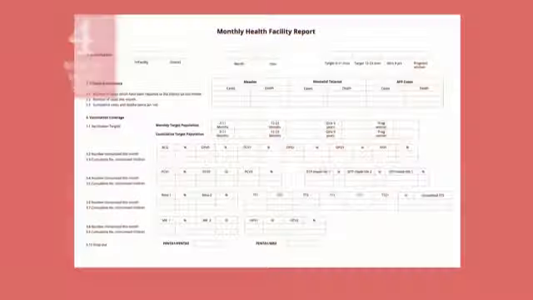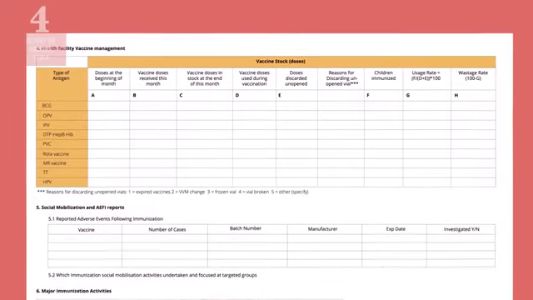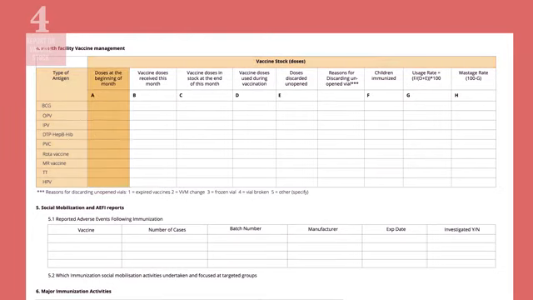You should have stock records for each type of vaccine. Looking at stock records for each type of vaccine, you should be able to see the number of doses in stock at the beginning and end of the month, as well as number of doses received. You can find the number of doses used by counting up all the doses recorded on your tally sheets.